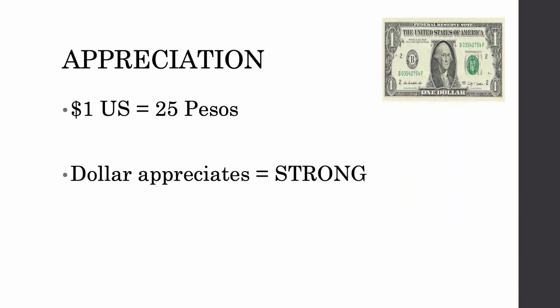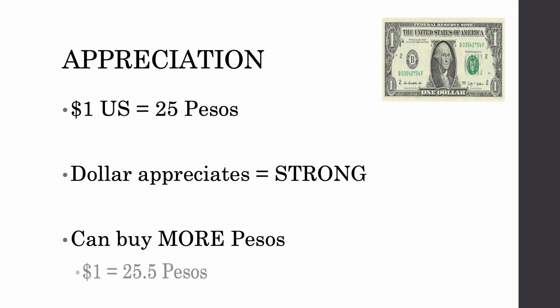And if the dollar appreciates, we say it's getting stronger. So if the value of the dollar goes up relative to pesos, it means that the dollar can buy more pesos. So let's say that the exchange rate for the dollar appreciates, so that instead of being able to buy 25 pesos, now you can buy 25.5 pesos for every dollar. You can buy a little bit more than you could the day before.